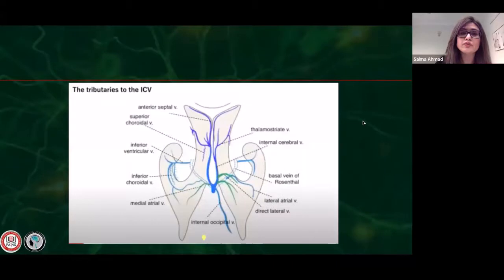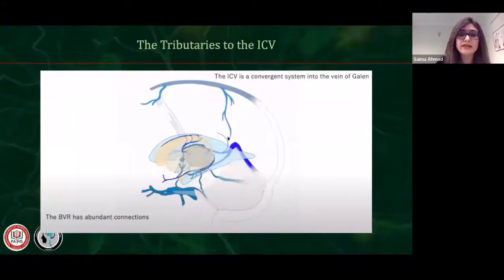So these are the tributaries of the ICV. You need not remember this because you will forget it the next day. So again, the point is this, I repeat, this is the internal cerebral vein, and this is the basal vein of Rosenthal, and they form here the vein of Galen, and then they end up in the straight sinus. So the basal vein of Rosenthal has a connection with the cavernous sinus as well.